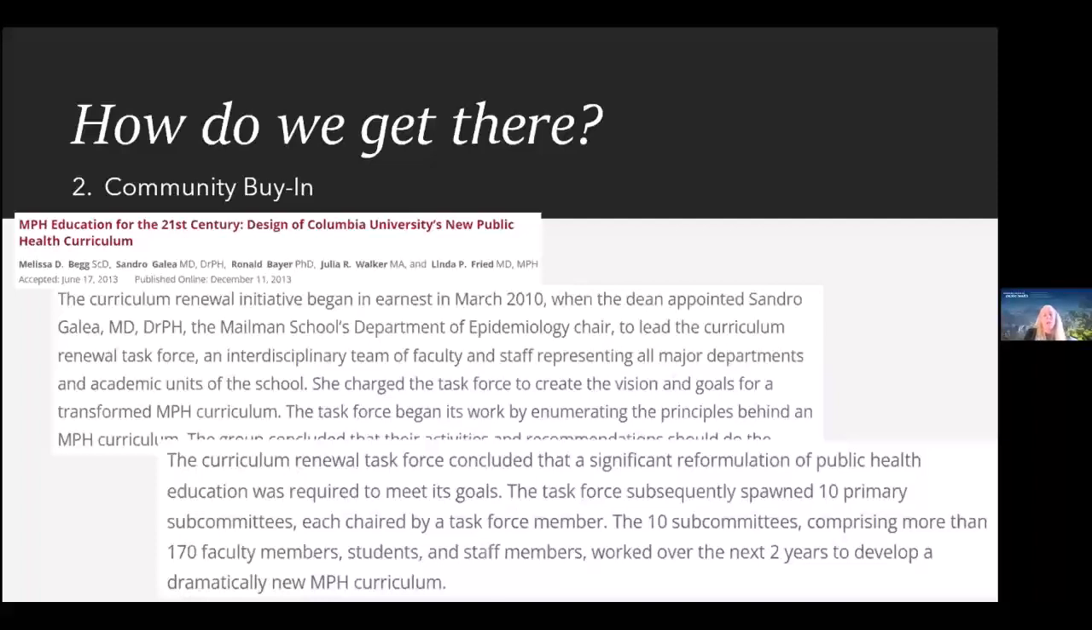So Columbia University, for example, here describes their extensive process that led to the final MPH curriculum, which included, you'll note, 170 faculty members, students, and staff, and it was a process that lasted 2 years. So this is a message. This process really has to be inclusive, and it has to be measured in pace to make sure everyone feels that they had a voice and that they are part of the effort.